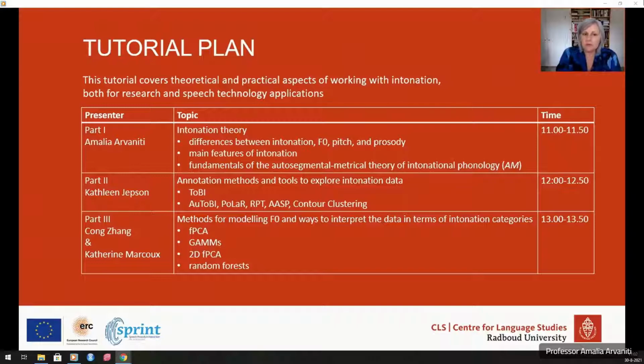What we will do is we will try to keep each part to about 50 minutes, including questions. So we will try to keep the presentations to about 40 minutes, leaving time for questions and for a little break after each part.